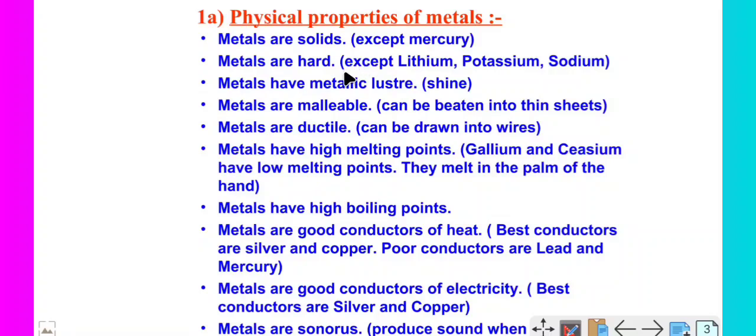First, we'll discuss the physical properties of metals. Usually metals are solid at room temperature, except mercury. Mercury is the only metal which is liquid at room temperature. Remember that.